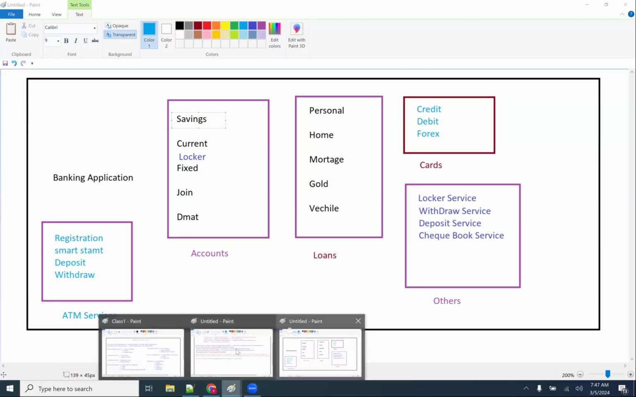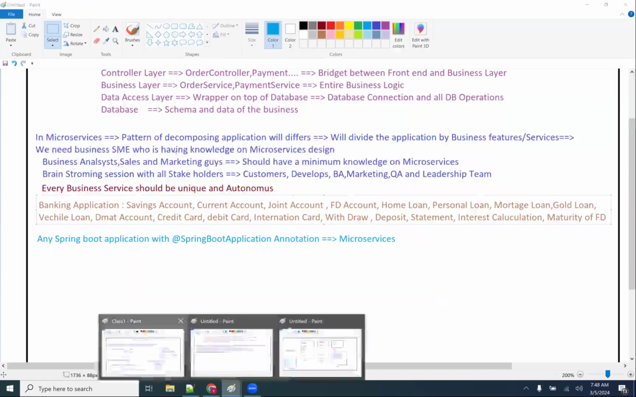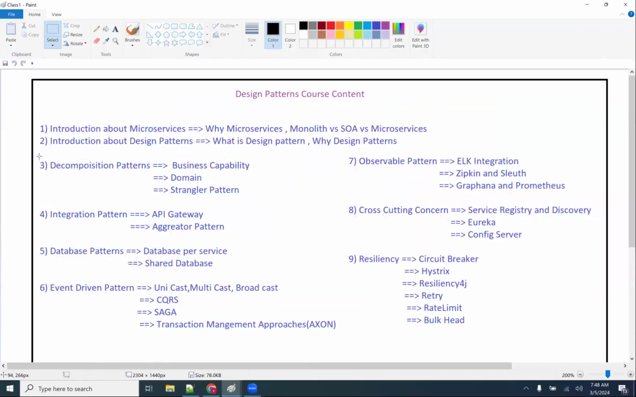So the outcome, by applying business capability, domain and strangler. In a decomposition pattern, the outcome after applying all these three principles, can I call that a microservice? I can call it that, but not 100% sure. But only by applying all those principles can I come to a microservice.